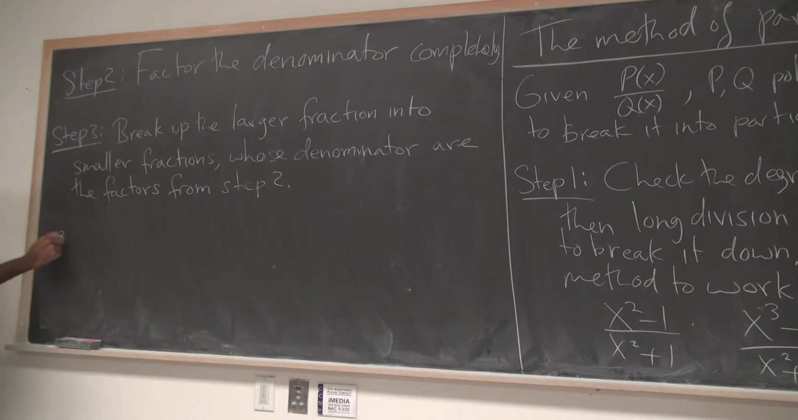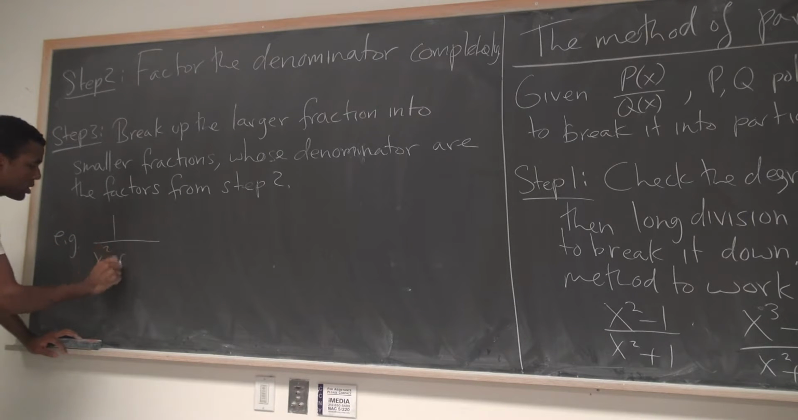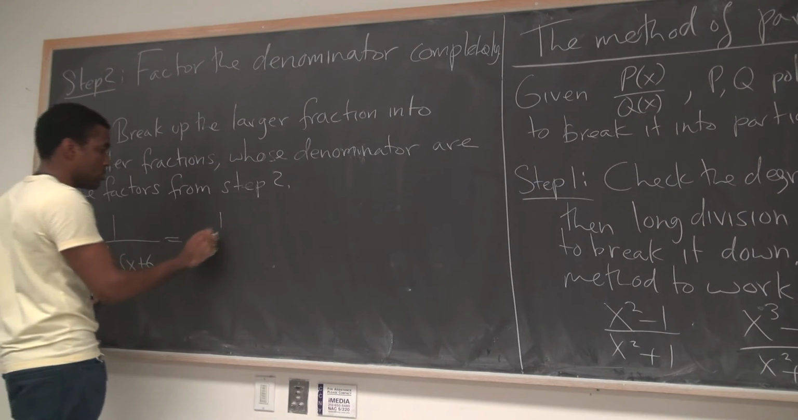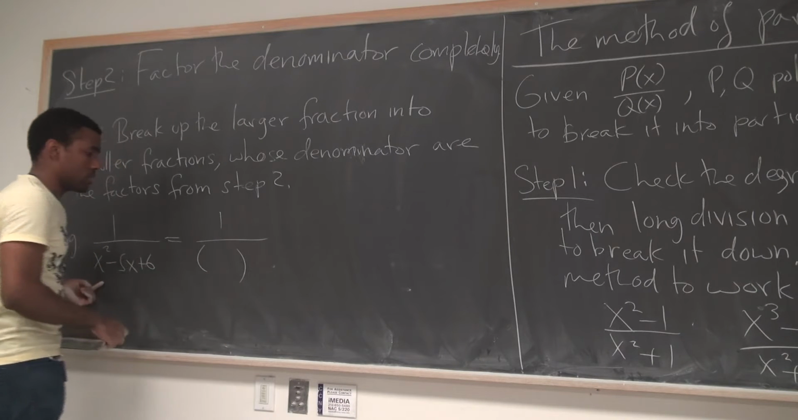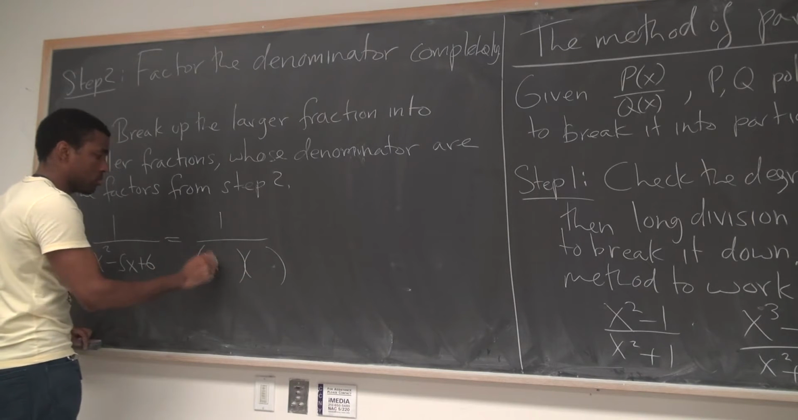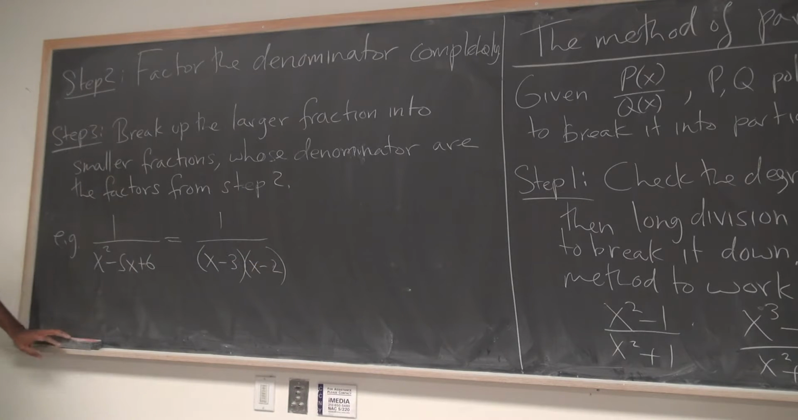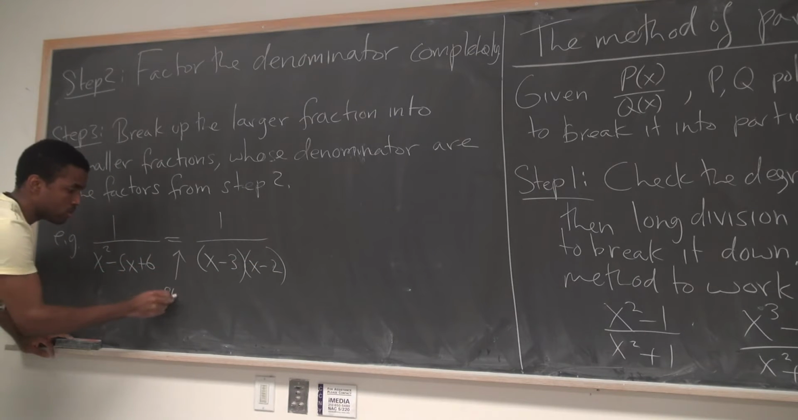So let's do an example. What do I mean? Like the first one I did, 1 over x squared minus 5x plus 6. The degree of the top is 0, the degree of the bottom is 2. So the smaller power is on the top, we're good. So we can skip step 1. Step 2, factor the denominator completely. So what do we do? x minus 3 times x minus 2 was the next step. So this here is step 2.